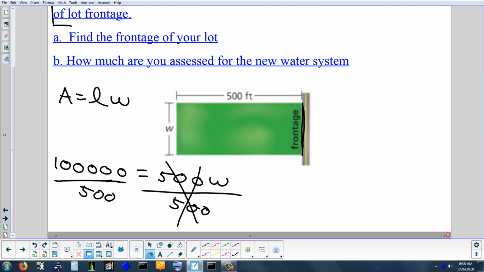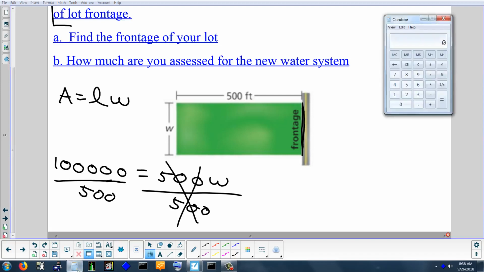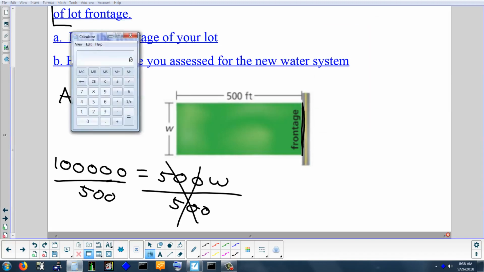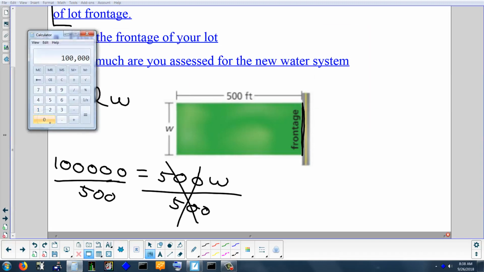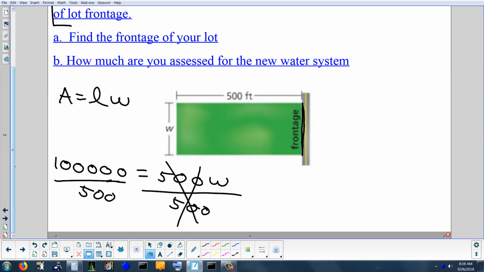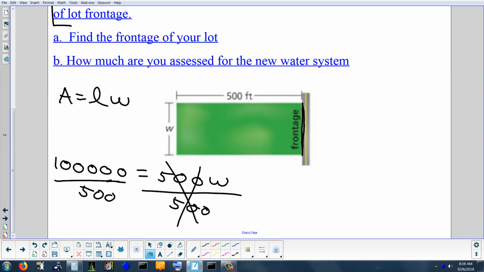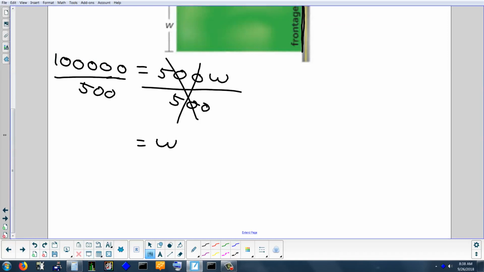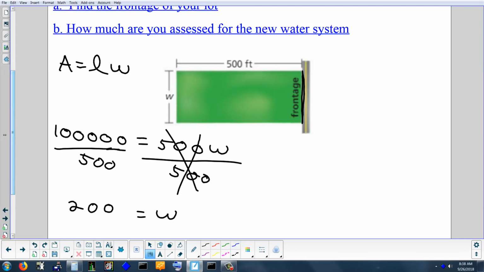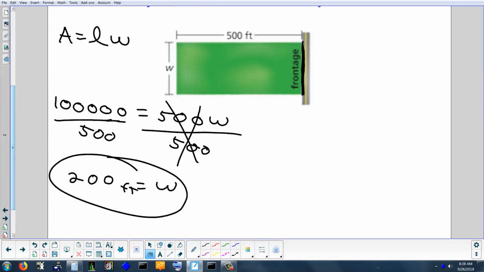That's gone. Now we'll just use our calculator. Okay, 100,000 divided by 500. So we get 200. What's the 200 again? That's my width. And what do they call the width in this problem? They call it the frontage. It is measured in feet, you're right on. That was my next question. The frontage is measured in feet. So the length of your property along the road is 200 feet.